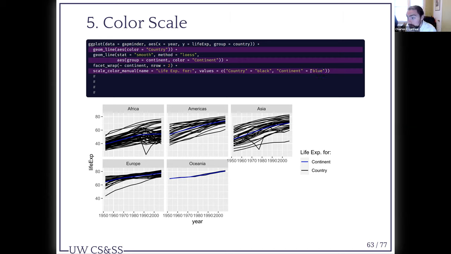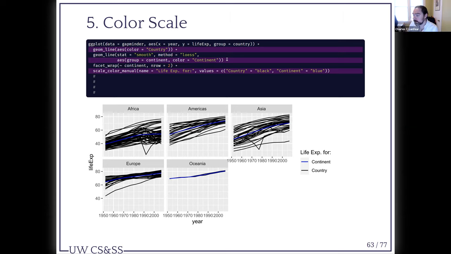This is weird, but what it does is this down here. I now have a black line for each country and a blue line for the continent. You notice the blue line is on top of the black lines. In ggplot, things are actually plotted in the order of the commands in the ggplot. I made my continent lines after my country lines, so they're on top of them.